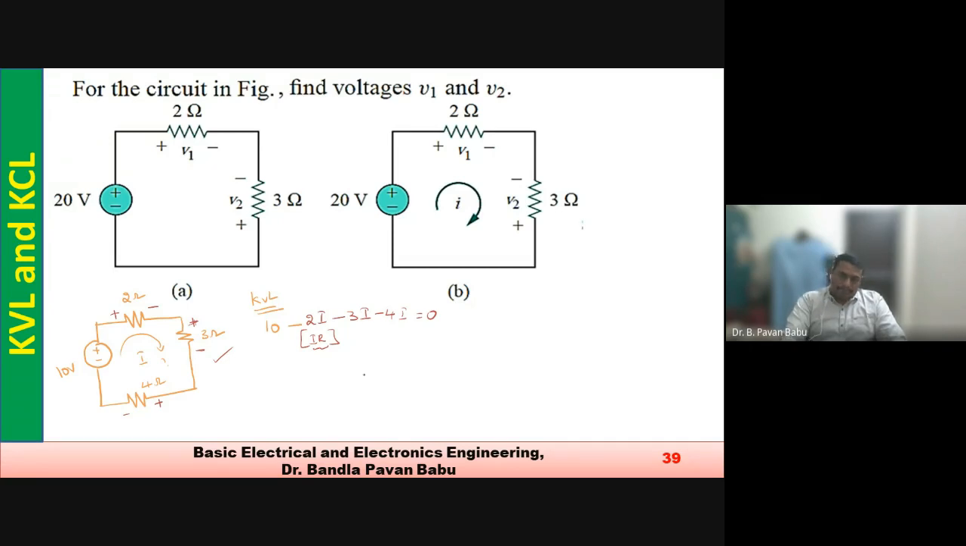Next, I can solve this equation as 10 minus 5 minus 9 I is equal to 0. So 10 equal to 9I, so I equal to 10 by 9. So this is the current drawn by this circuit. This is how we need to solve the KVL.